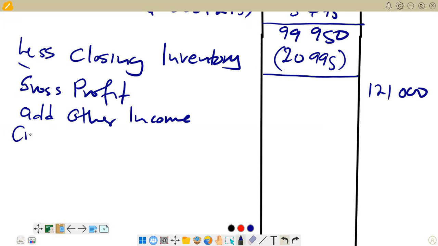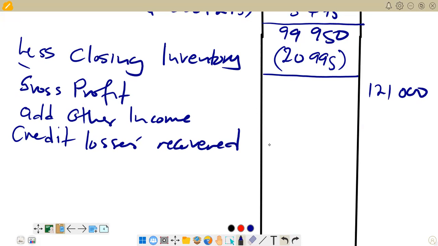So here we're saying credit losses recovered. And what are we saying there? We're saying the amount is 940.